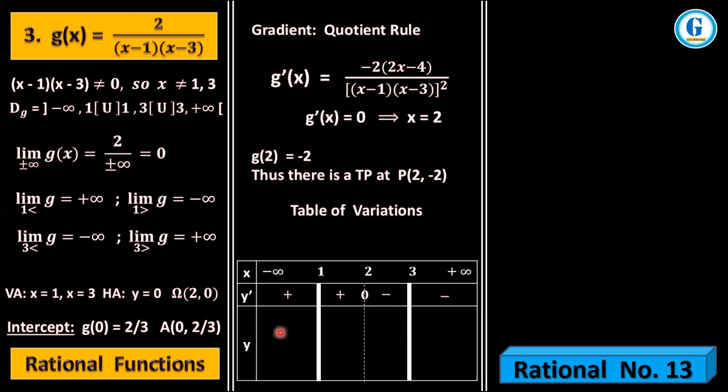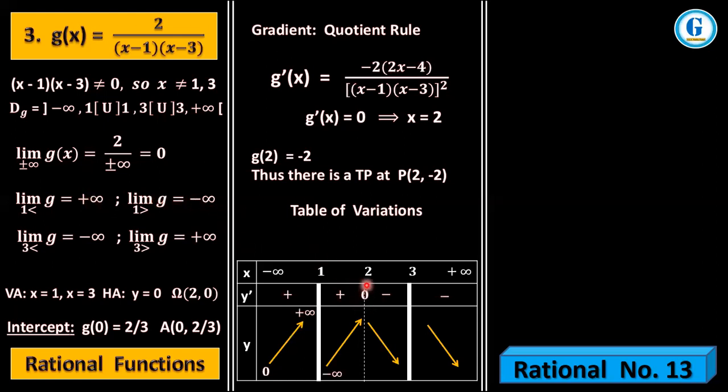Now here we know that the curve is increasing in this first interval. This interval is still increasing. Here it's decreasing, and here it's decreasing. Now from what value to what value? As x tends to negative infinity, the value of y tends to 0. As x tends to 1 from below, we had positive infinity. As x tends to 1 from above, we had negative infinity.